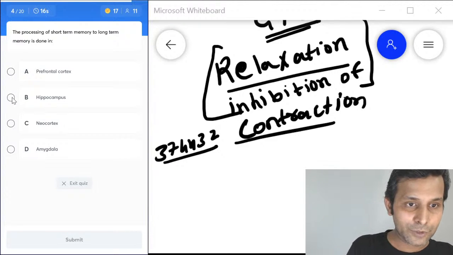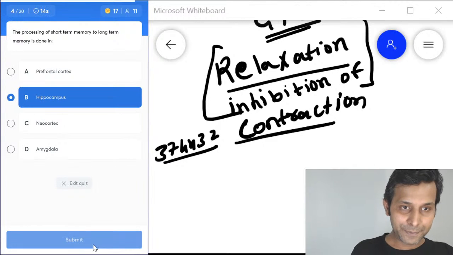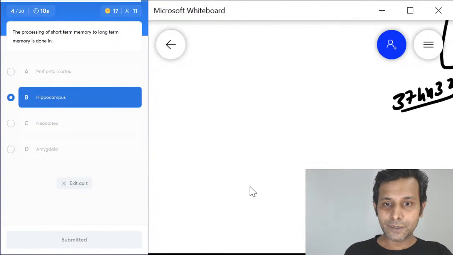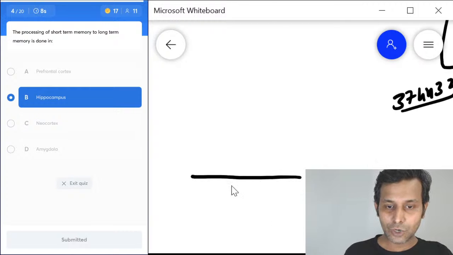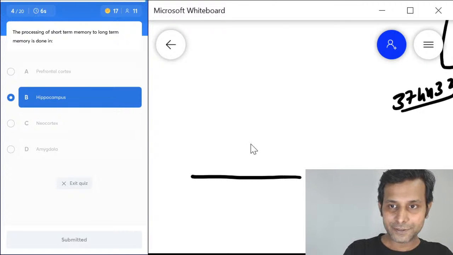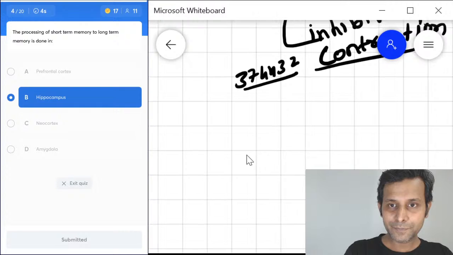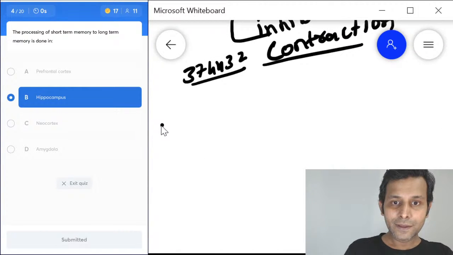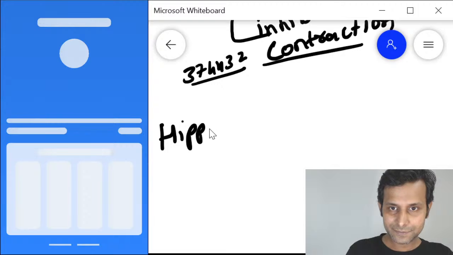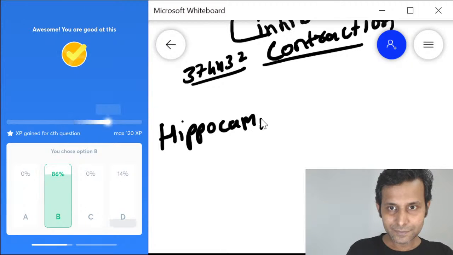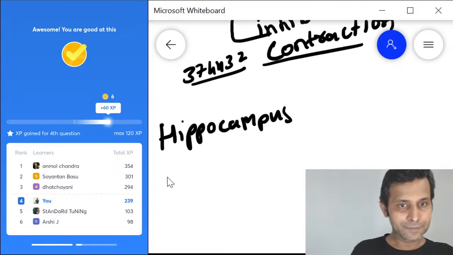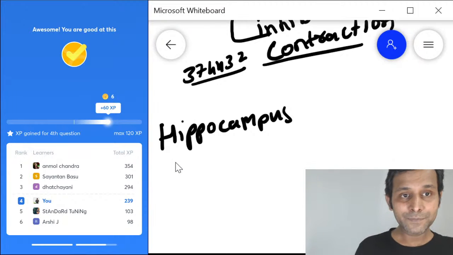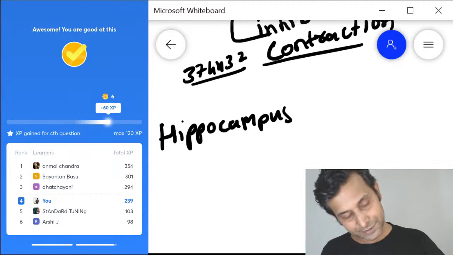The answer is yes. The conversion of short-term memory to long-term memory occurs in hippocampus. That's right. Remember, short-term to long-term occurs in hippocampus. So the answer is hippocampus. Yes, perfect. Hippocampus is an area where the conversion of memory occurs.